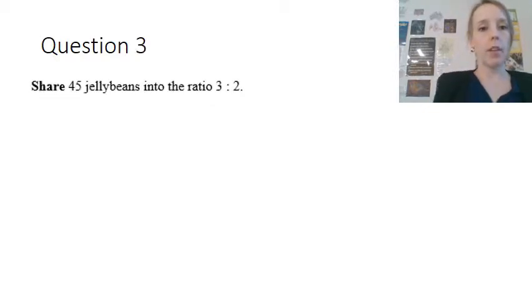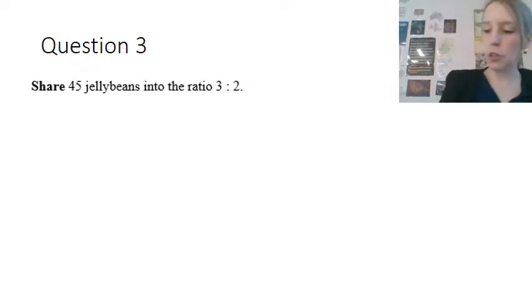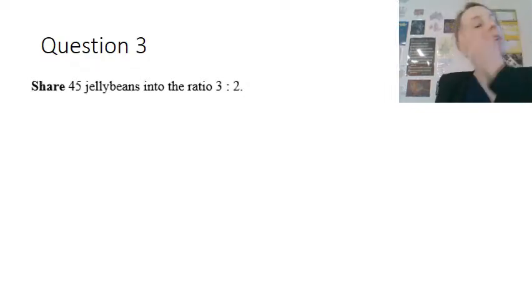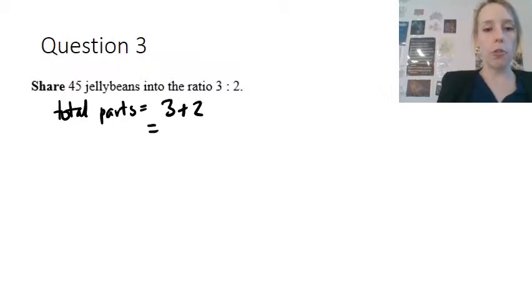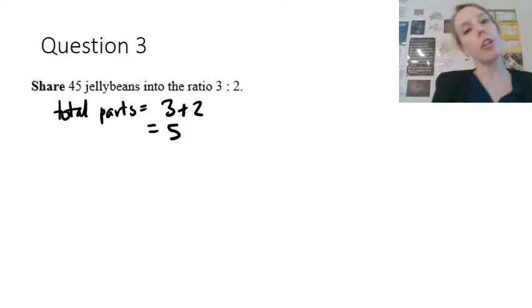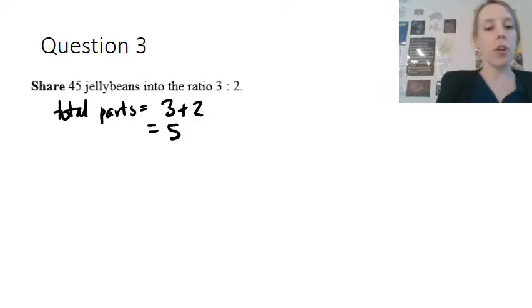Okay. Question 3. Share 45 jelly beans into the ratio of 3 is to 2. The first thing I'm going to do when I'm sharing an amount into a ratio is find the total number of parts. The total parts is both parts of my ratio added together. So it's 3 plus 2, which will give me 5. Now the amount I have to share is 45 jelly beans. So 5 parts of the ratio is equal to 45 jelly beans.